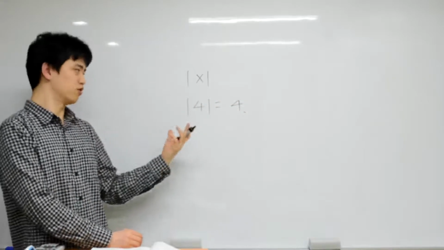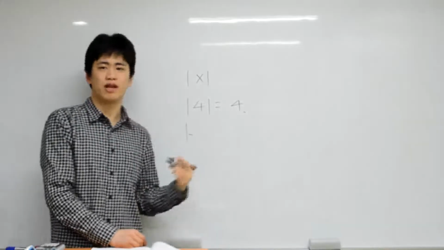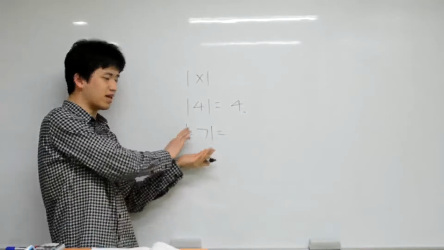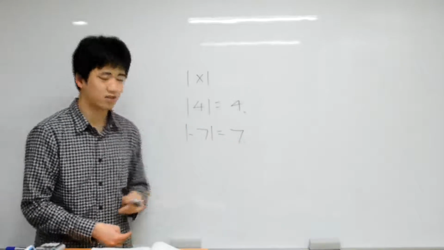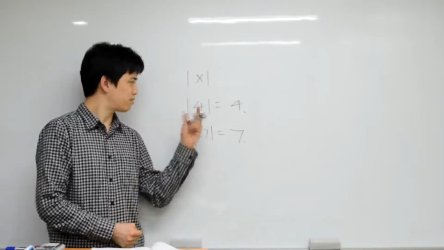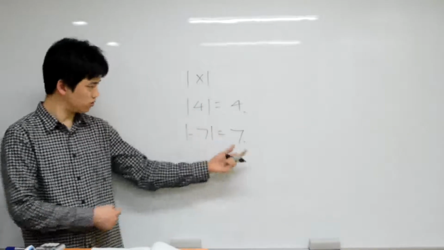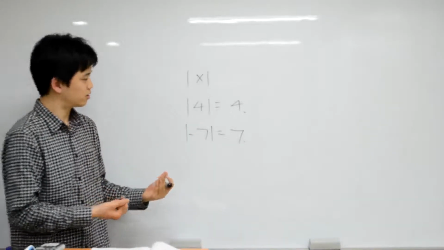So you might be confused about what the point of this is. It becomes interesting when you include negative numbers. What is the size of negative 7? This is pronounced as the absolute value of negative 7. It's just 7, right? So the absolute value of 7 will be 7. But the absolute value of negative 7 would also be 7. So you see, it's the size of the number, right?